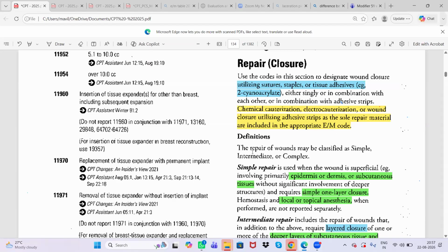Okay. Are we good with repair? Can I move on to the E/M table, evaluation and management? Yes. Thank you.